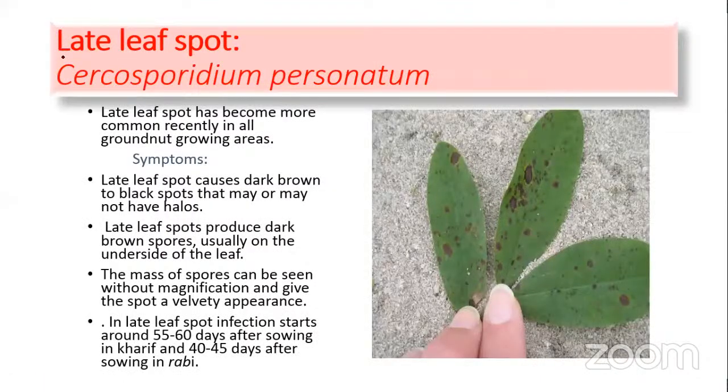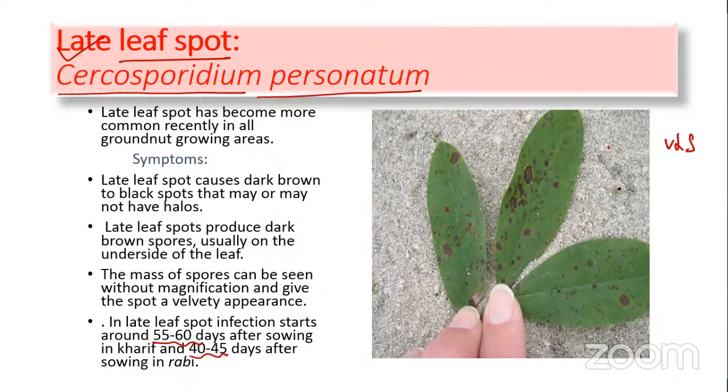Coming to late leaf spot, as I told, it is caused by Cercosporidium personatum, or Phaeoisariopsis personatum. As the name indicates, it infects at later stages, usually after 55 to 60 days after sowing. To identify it, it is mainly confined to the lower surface, whereas early leaf spot was more on the upper surface. It shows more of a black lesion.